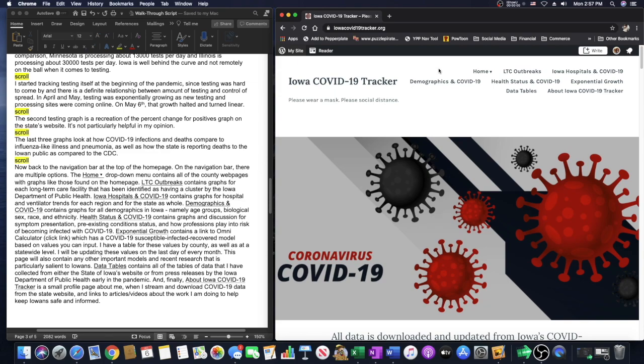This page will also contain any other important models and research that is particularly salient to Iowans. Data tables contains all the tables of data that I have collected from either the state of Iowa's website or from press releases by the Iowa Department of Public Health early in the pandemic. And finally, About COVID-19 Tracker is a small profile page about me, when I stream and download COVID-19 data from the state website, and links to articles and videos about the work that I am doing to help keep Iowans safe and informed.